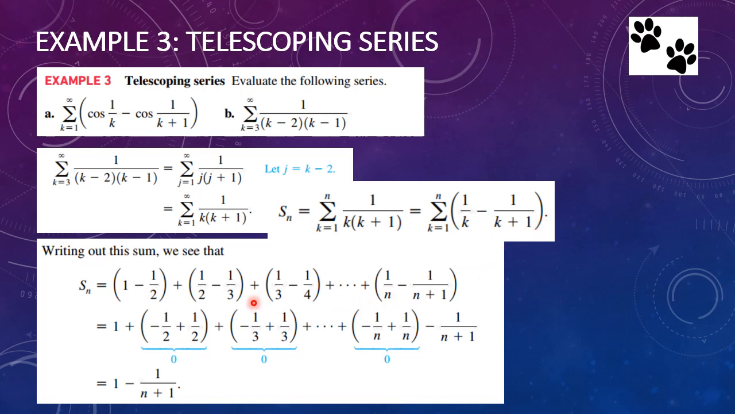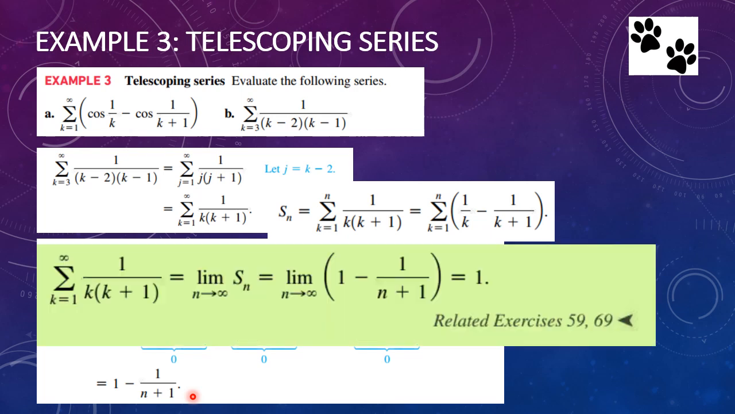So here again, if we regroup these, we see we have a negative 1/2 and a positive 1/2, a negative 1/3 and a positive 1/3, etc., until the only terms that are left are the first and the last. So we get S sub n, the partial sum, is equal to 1 minus 1 over n plus 1. Here again, we're going to apply the limit as n goes to infinity of that partial sum. And so we get the limit of 1 minus 1 over infinity plus 1. Well, 1 over infinity goes to 0, and so we're just left with the value of 1.